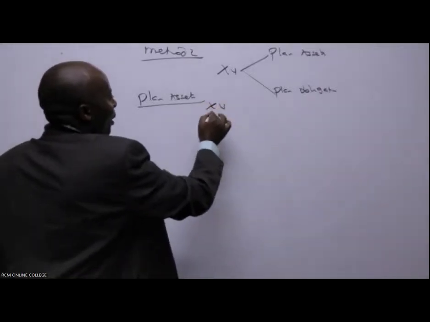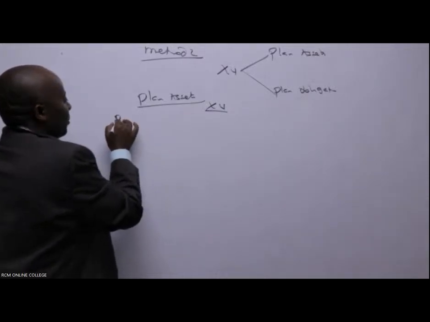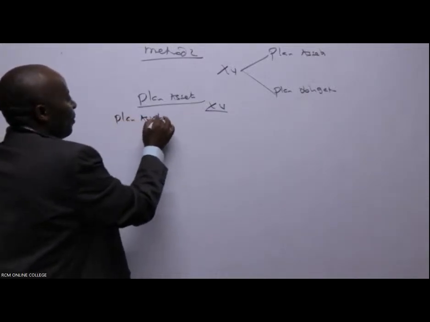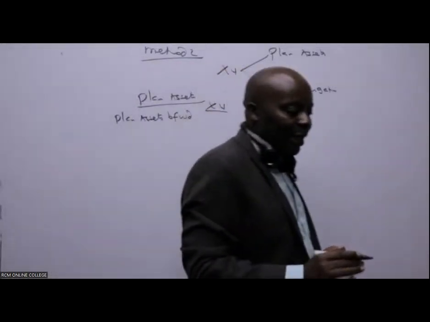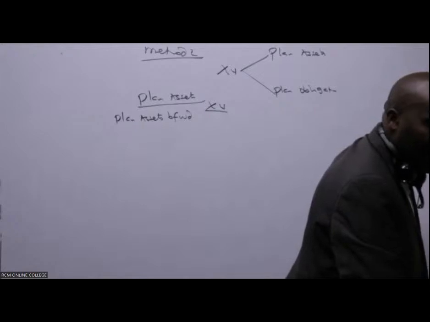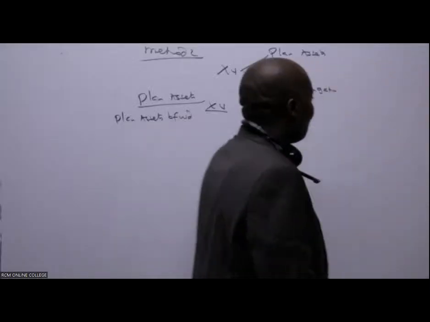For X4 alone. So these plan assets, ladies and gentlemen, I'll come and talk about what here are plan assets brought forward. The plan assets brought forward, my friends, we are told here. Here they are. So now we are looking at only assets. So you can see here, brought forward is 1st January X4. Present value of obligation was 140. And the plan assets here were 80. So I'm not netting off. So the plan assets brought forward are 80 in X4.